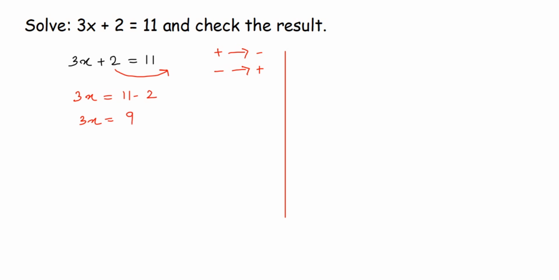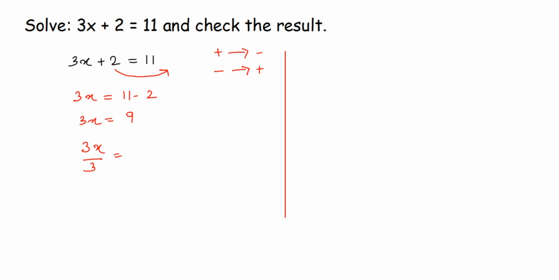Now I have to find the x value. I don't want this 3 here. I want to eliminate the 3. How to eliminate? This is 3 times x. The inverse operation of multiplication is division. Therefore you divide both sides. You cannot just make a modification on one side, right? You have to keep it balanced.